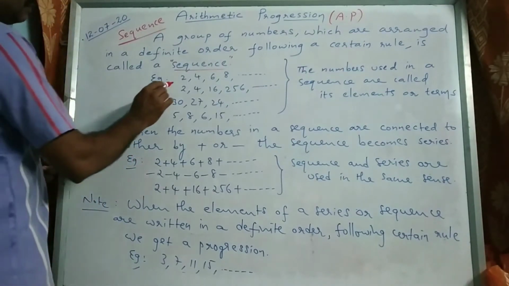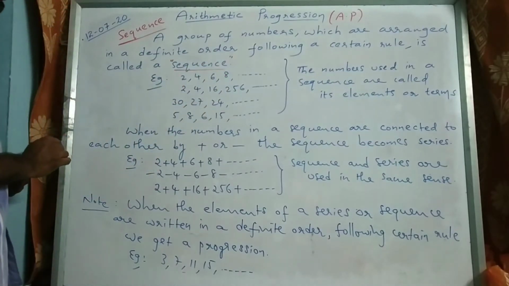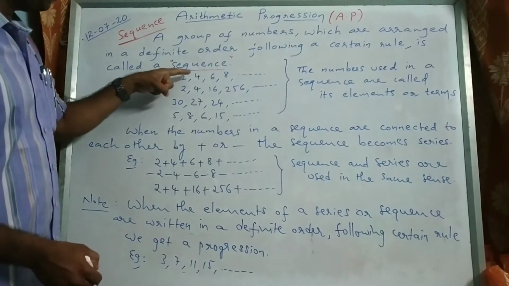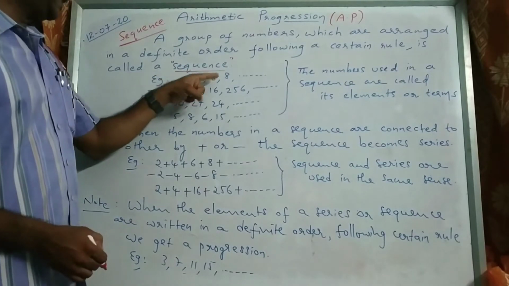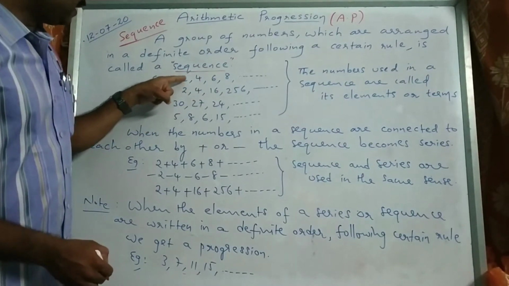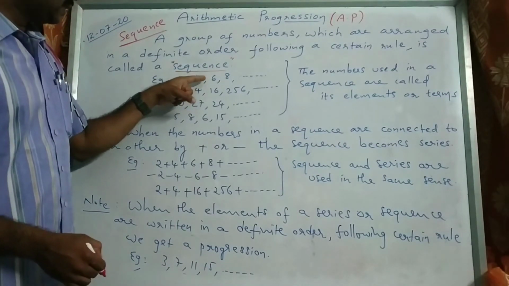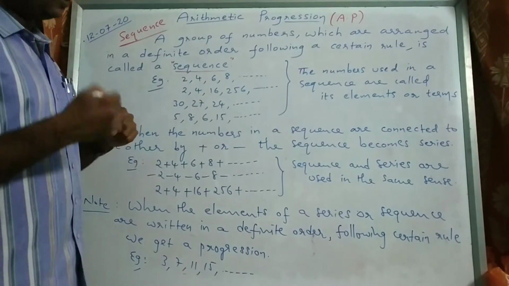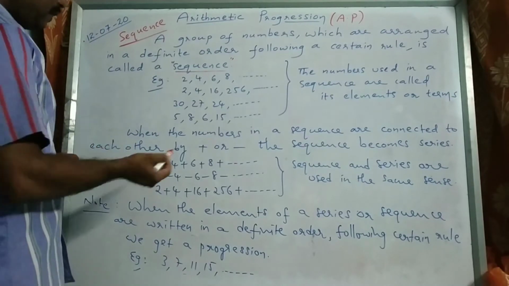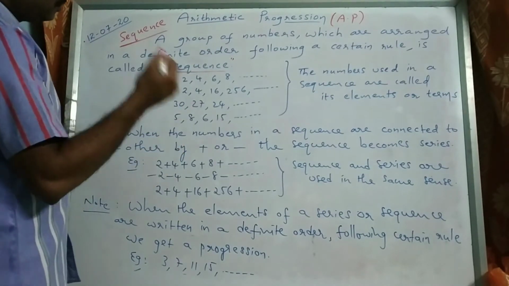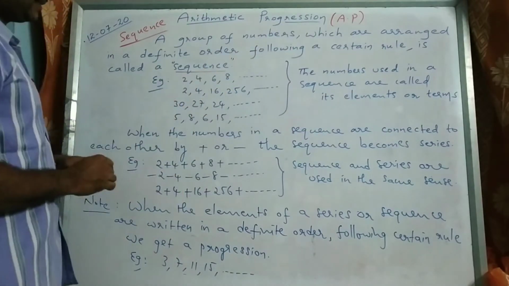Look at this example: 2, 4, 6, 8, and so on. What did you observe? Everywhere 2 is added. 2 plus 2 is 4, 4 plus 2 is 6, 6 plus 2 is 8. For every previous number, 2 is added to get the next number. So this is one sequence.